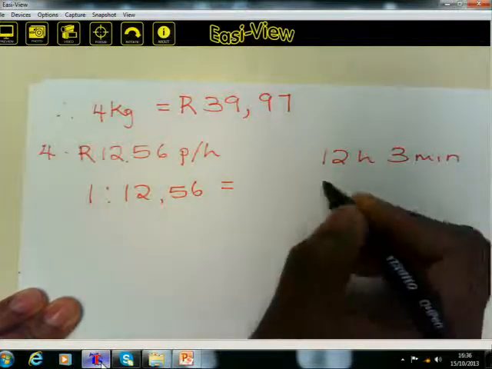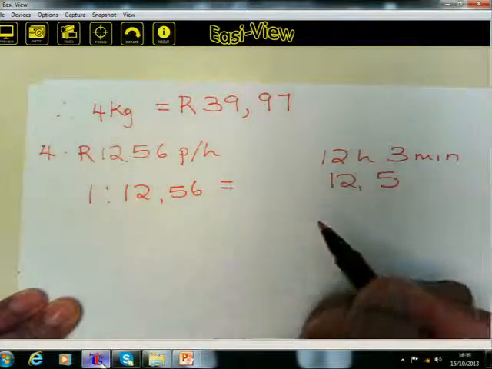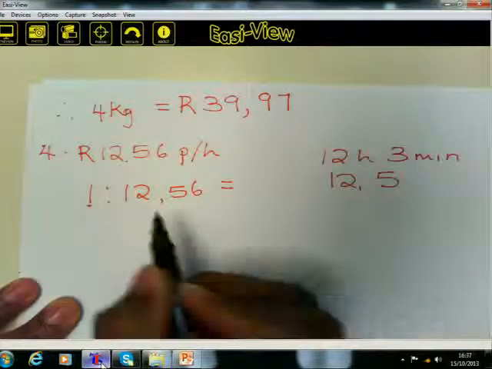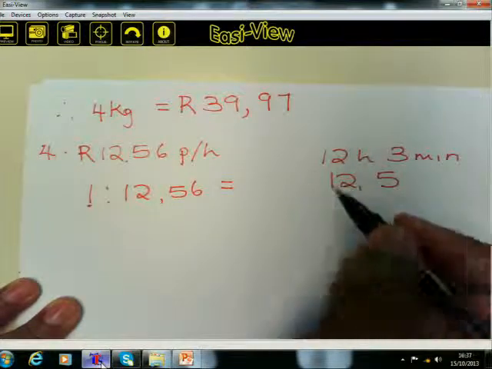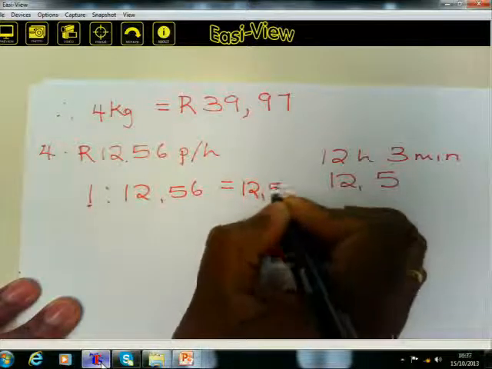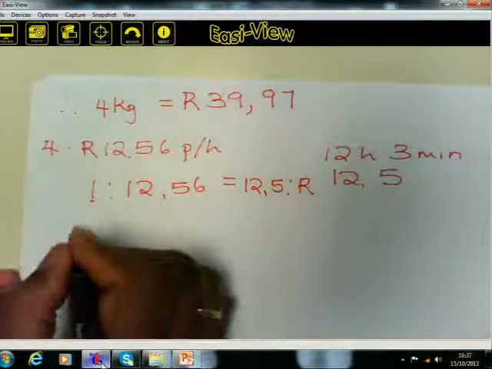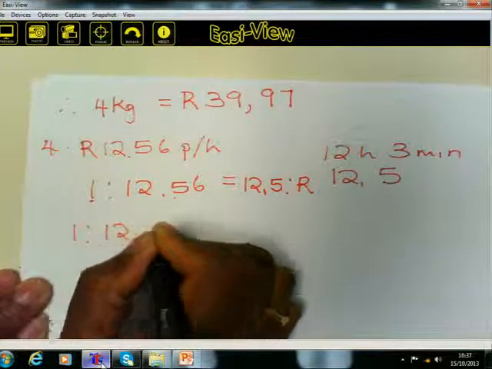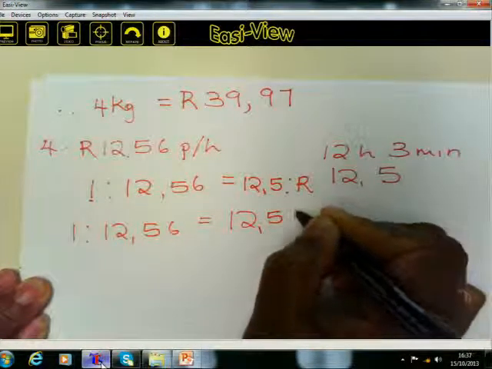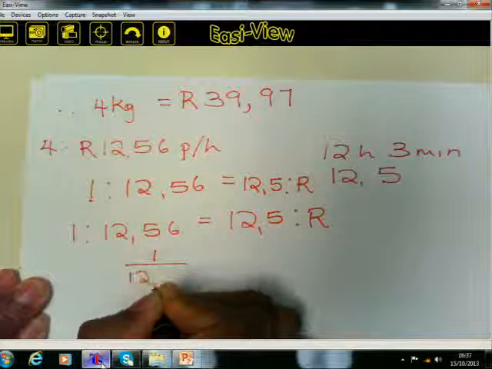12 hours 30 minutes, we know that is the same as 12,5. So now we're going to say, there we are having the time, and then there we are having the money. So we're going to have the time, which is 12,5, is to, what will the amount be? We don't know. So now we're going to say 1 is to 12 Rand 56 cents. Let me just rewrite it. 12 hours 30 minutes, and then the rands we don't have. So it's going to be 1 over 12 Rand 56 cents.